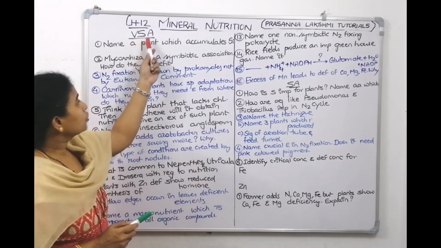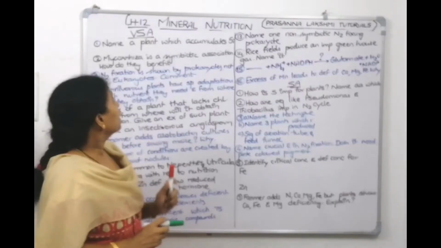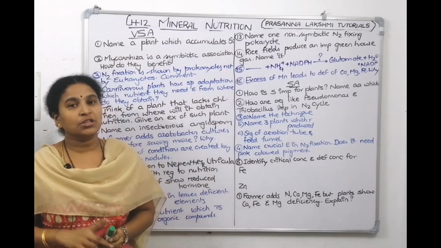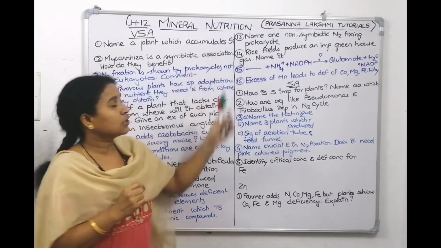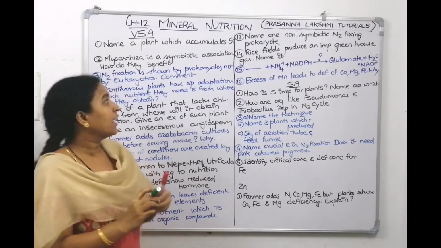Now, we will discuss very short answers and short answers also from exemplar. The first question, name a plant which accumulates silicon. Rice accumulates silicon, wheat accumulates silicon. Let us write down the answer.